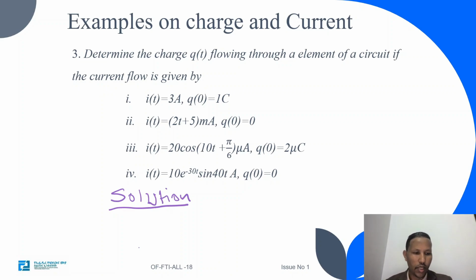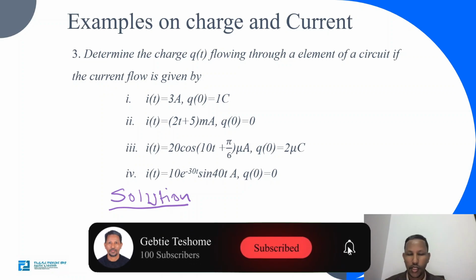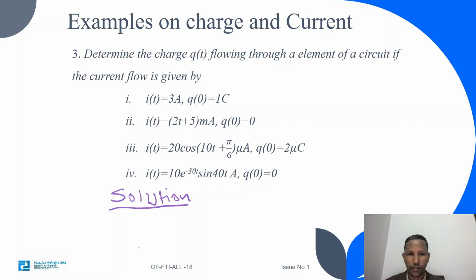So in the last session we have seen the examples on charge and current, how we can determine the current when the charge is given. So today we will see, if the expression for current is given, how can we determine the charge which is flowing through the element. So let's consider the first one.